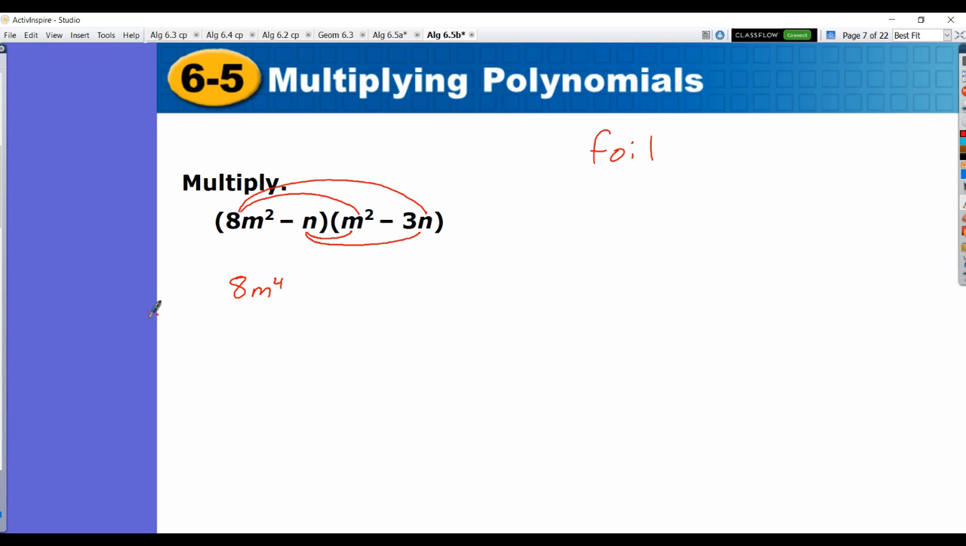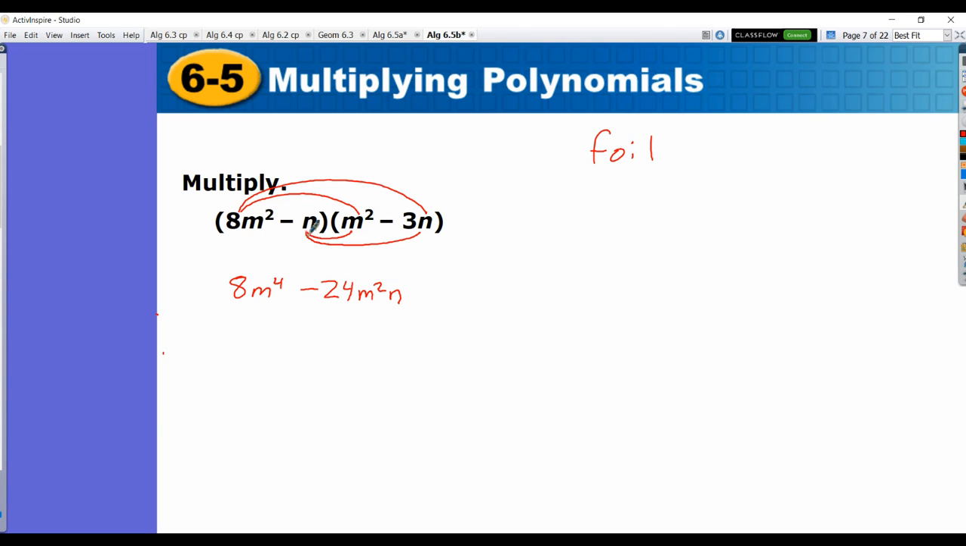All right, now let's go with the outside. We got 8m^2 times, we're going to treat that like a negative, so that's going to be negative 3n. So first deal with your numbers. 8 times negative 3 is going to get you negative 24. Then we have m^2 times no m over here to multiply, so it's just going to stay m^2. And then we got no n to multiply with the 8m^2, so n is just going to stay by itself. Okay, so we got our O done, our outside terms.